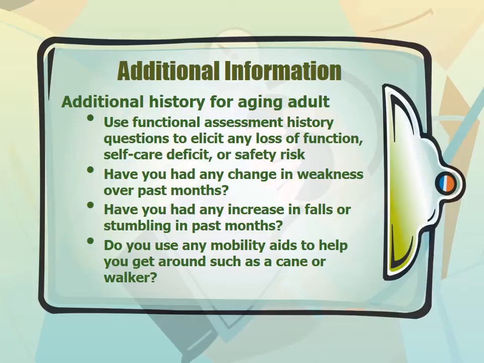We want to know whether they've had any changes in weakness over the last few months. Have they had an increase in falls or stumbling, and do you use any kind of mobility aids to help you get around, like a cane or a walker, or of course even a wheelchair?